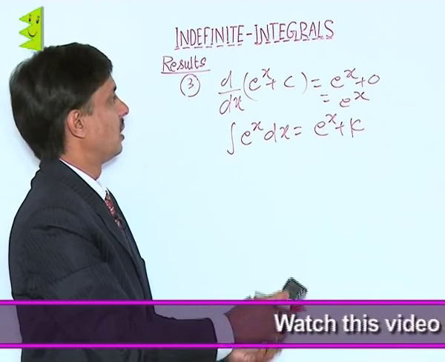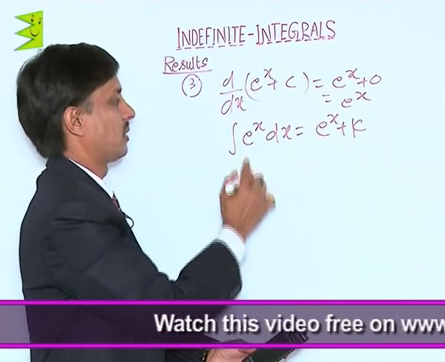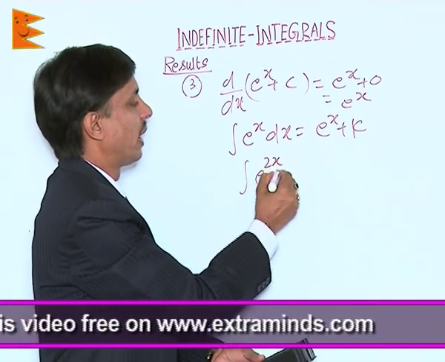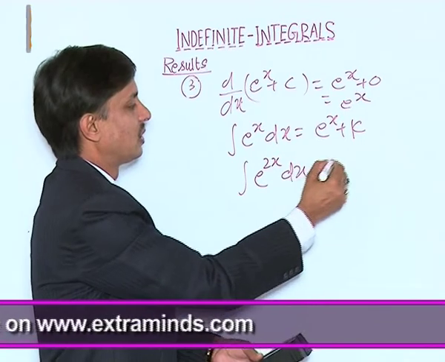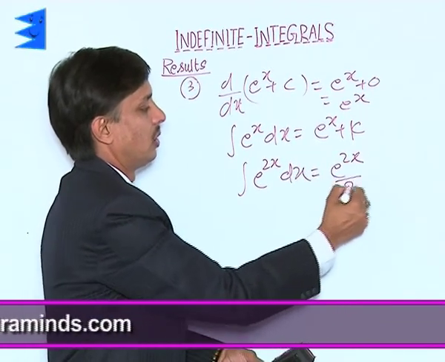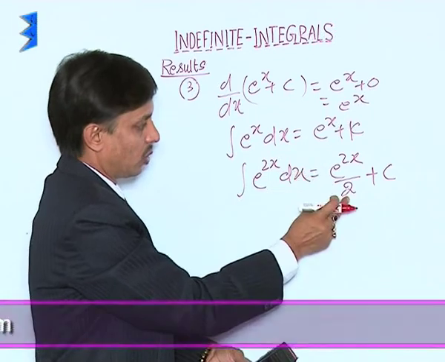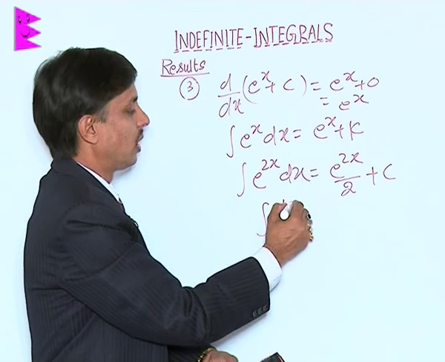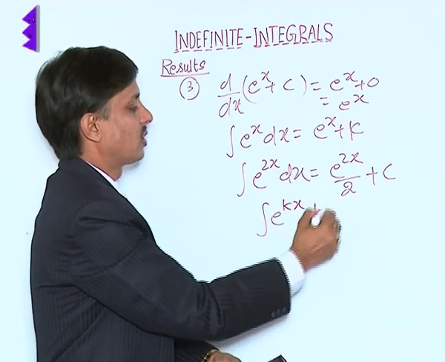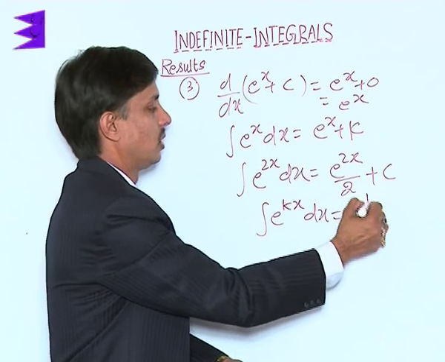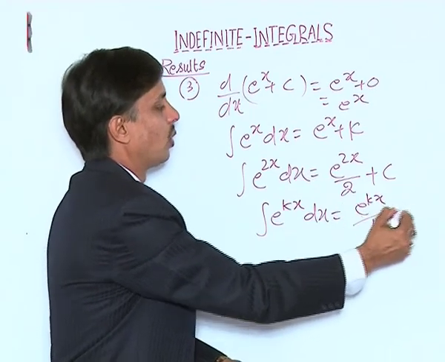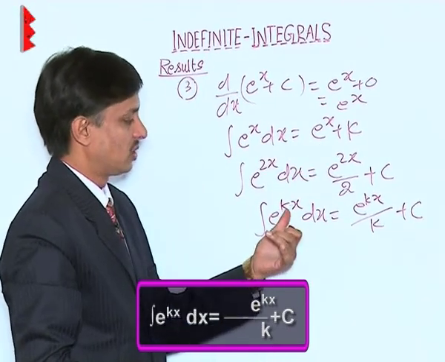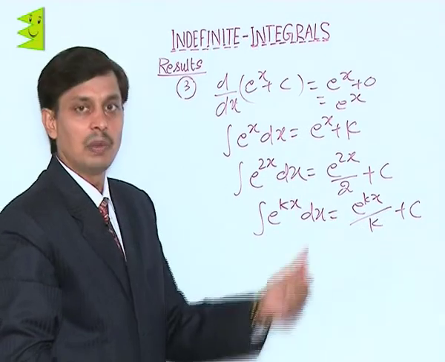Now the question is, if in place of this x there is something else, like e to the power 2x dx, then what will the answer be? It will be e to the power 2x upon 2 plus c. That constant has to come here. So we should know that the integration of e to the power kx dx is e to the power kx upon k plus c. So we can apply this ordinarily when x has some number with it.